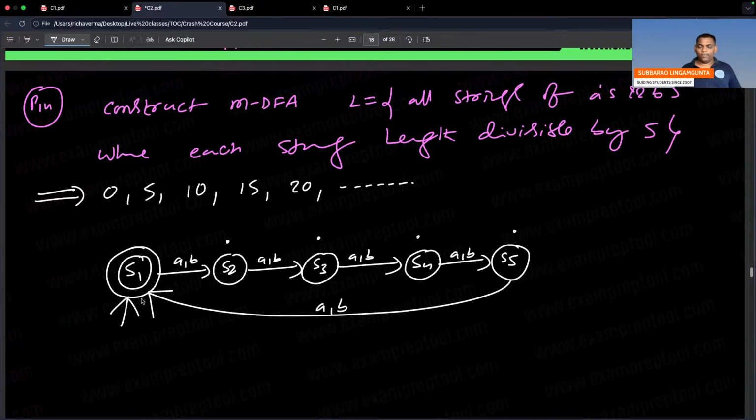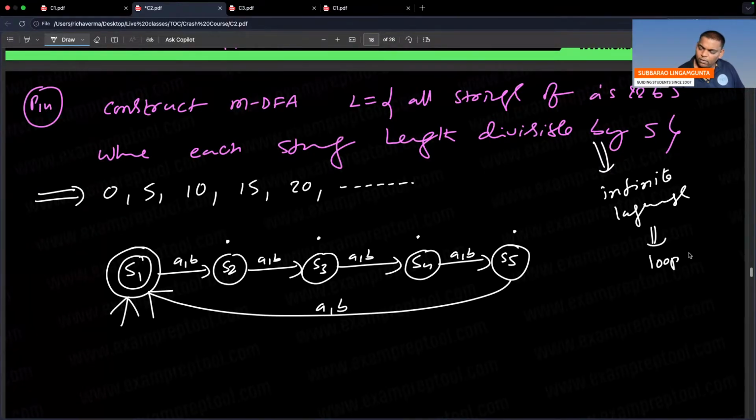Fine. Right? So after 5, 6 rejected, 7 rejected, 8 rejected, 9 rejected, 10 accepted. Afterwards 11, 12, 13, 14 rejected, 15 accepted. So when you say divisible by 5, it is an infinite language. When you say infinite language, loop compulsory. Loop needed. Somewhere you have to go back.